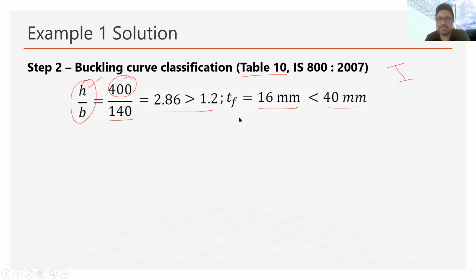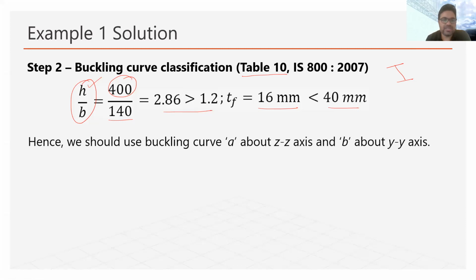in this case, we can see that we should use buckling curve A about Z axis and buckling curve B about the Y axis. This is how we find the buckling class from the table 10. Now we have to find out the effective length of the column. Like our column can buckle along the Z axis or Y axis. So along both axes, we have to find out effective length.